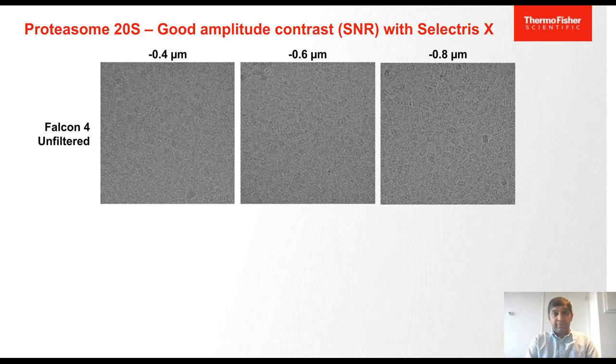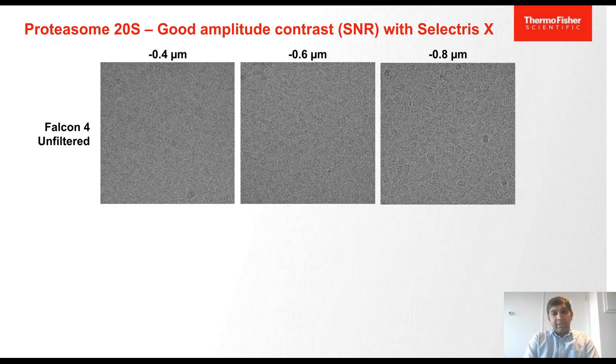This is a collaboration with a group of Jürgen Plitzko at the Max Planck Institute. On unfiltered images with Falcon 4, so like kind of simulating a bottom-mounted system, we can see particles when we go further away from focus. So here, at about 0.8 micron defocus, we can start to see that yes, particles are present. But when we are closer to focus at 0.4 micron, particles are hardly visible.